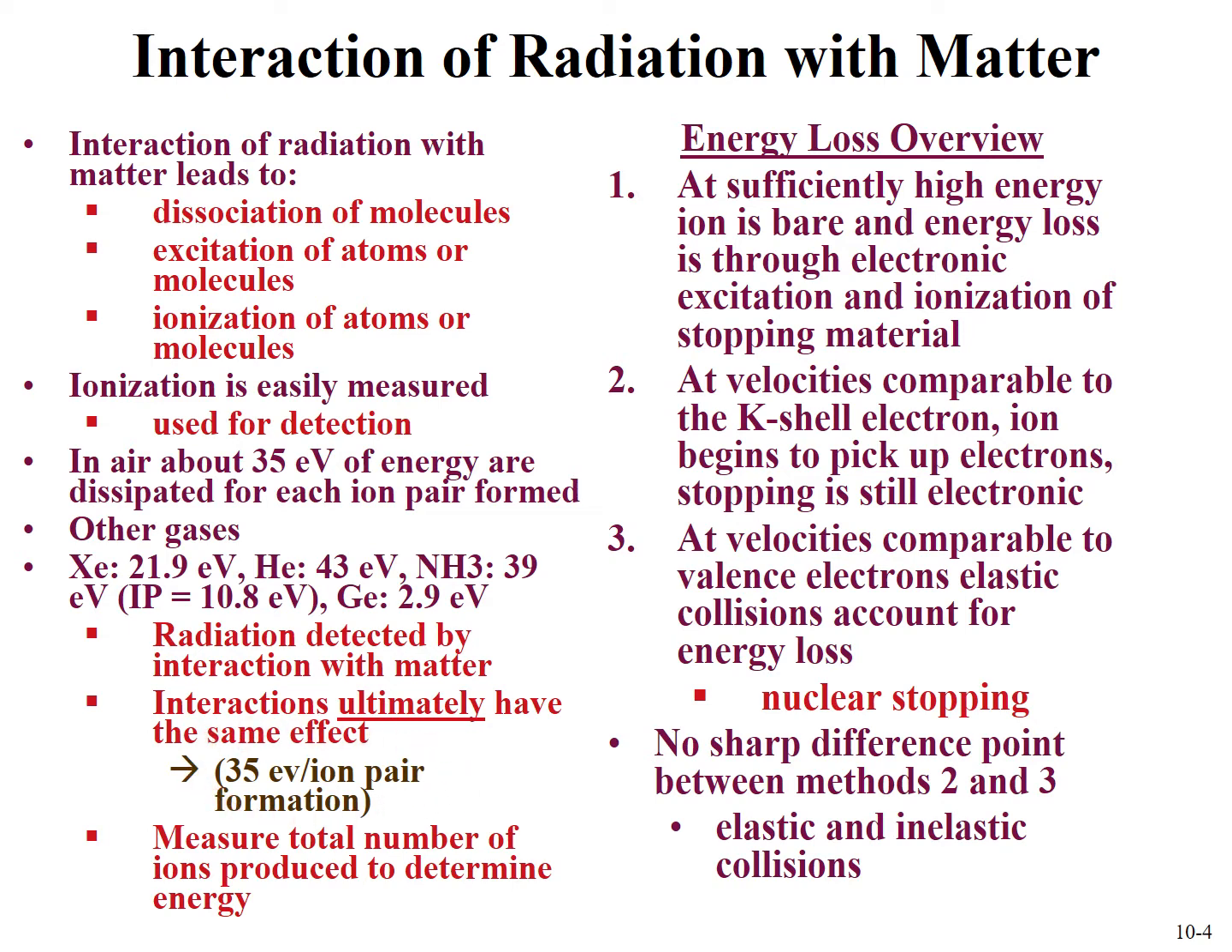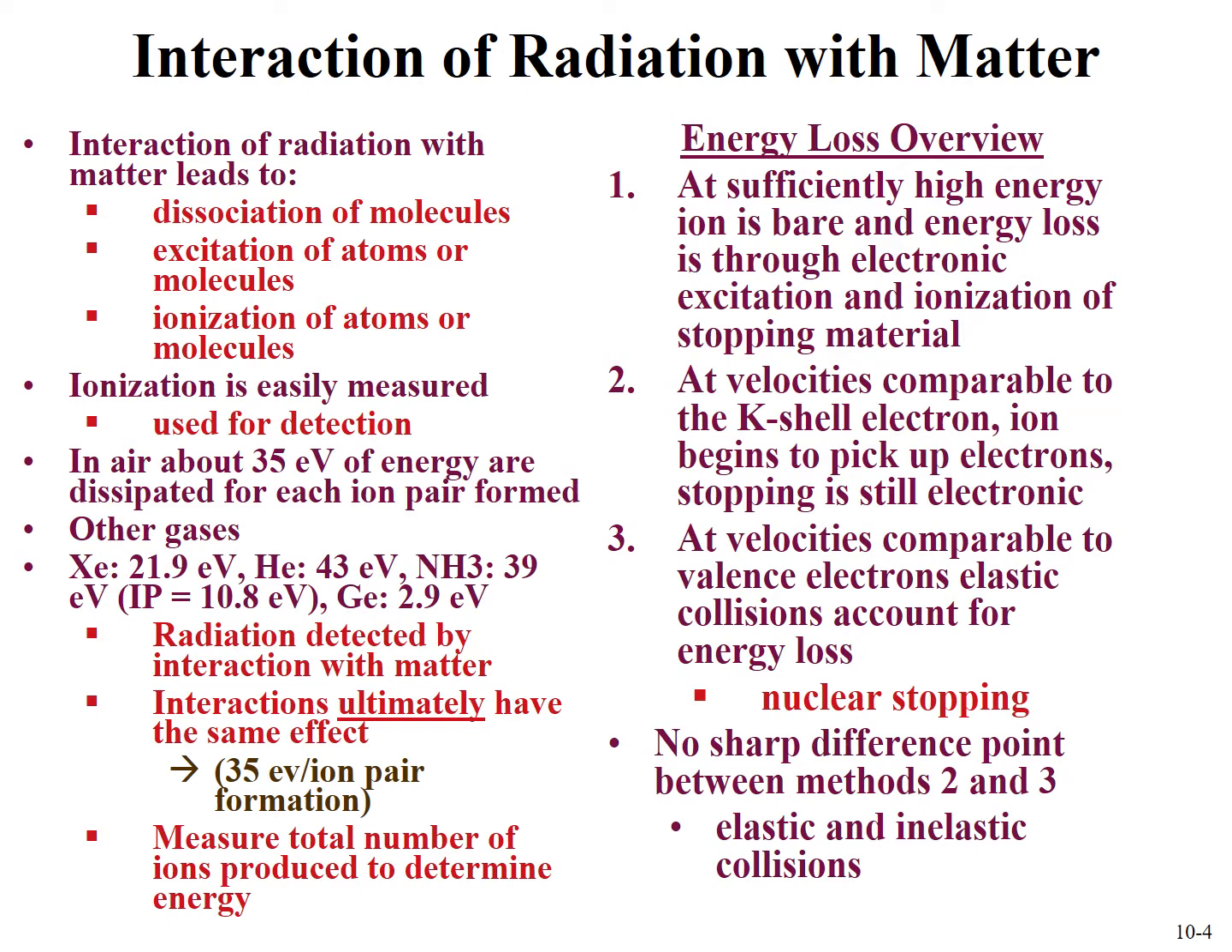So if you measure the total number of ions produced, you can determine the energy of the particle that comes in. Now, how particles interact with matter and how they lose energy, there are some common trends. At high energy, the ion coming in is bare, so imagine a helium nucleus coming in, no electrons, and the energy loss is through electronic excitation and ionization of the stopping material.